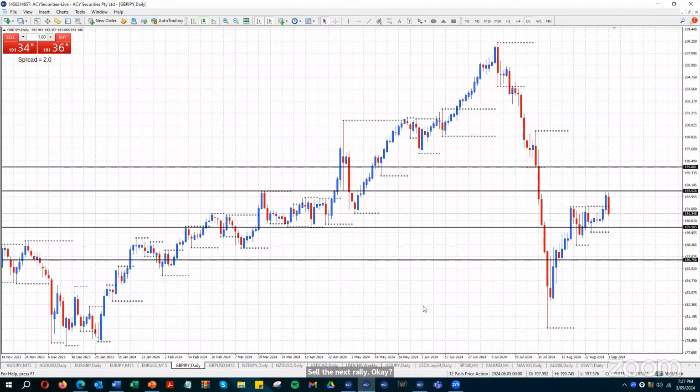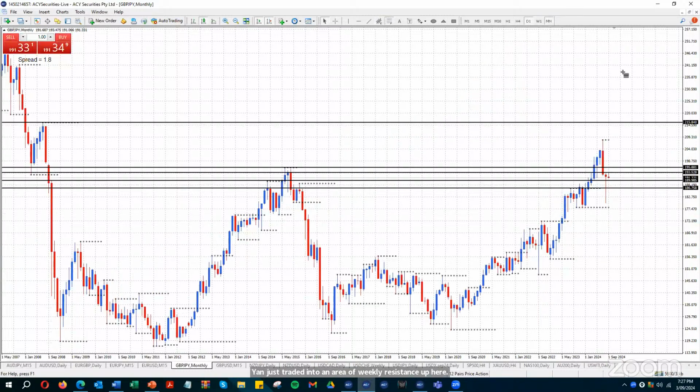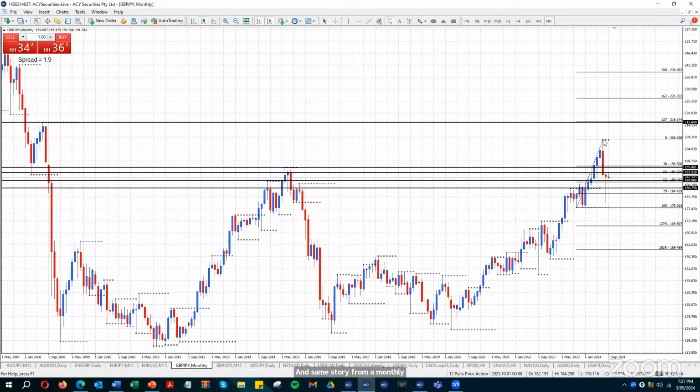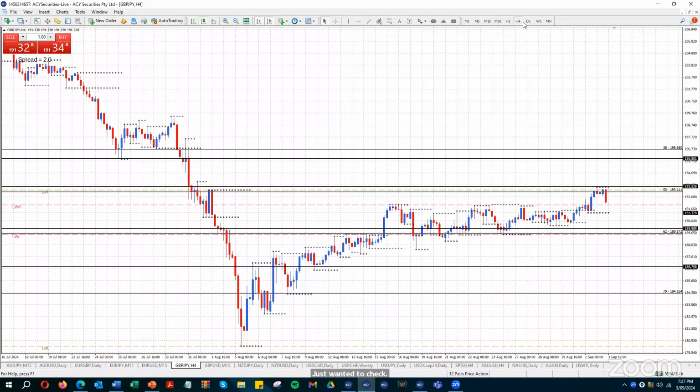Pound yen just traded into an area of weekly resistance up here. And same story from a monthly perspective, we are definitely up, 79% rejection, back up here. Just wanted to check on my 4-hour chart. We just traded above last month's high.